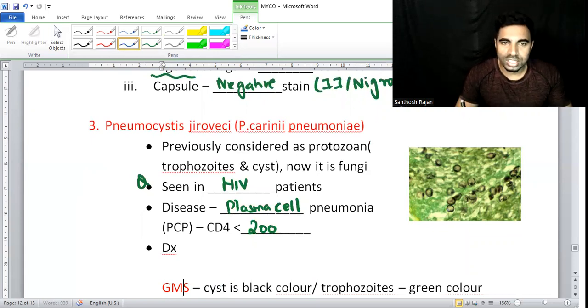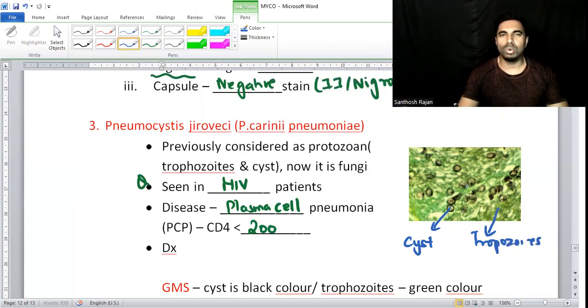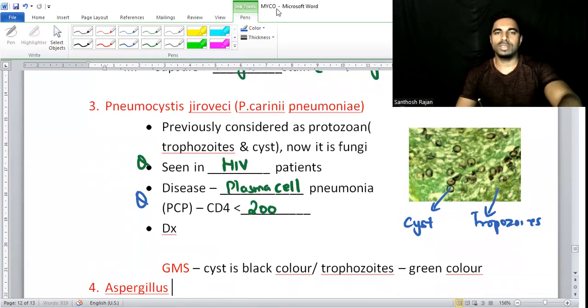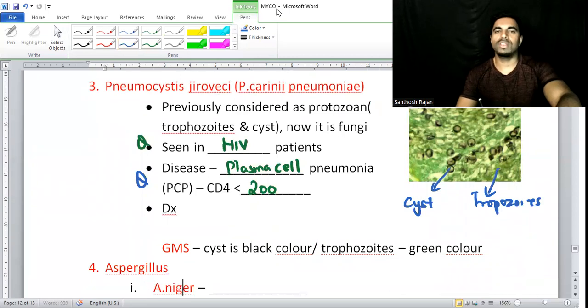You see the cyst is black color. The black color is the cyst, and the green color, which is not very clear, is the trophozoites. So anything black with cyst-like appearance, with a clue of pneumonia and HIV history, seems to be a fungus, then you simply think of Pneumocystis jirovecii. Very simple. This question has been repeated many times, that's why I'm stressing it. Please remember, Pneumocystis jirovecii occurs when CD4 is less than 200 because it's a severe pneumonia.